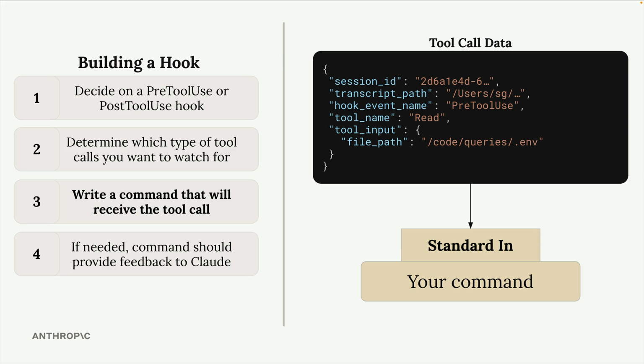So it's going to be a big JSON object that has some information about the tool name and the input to that tool. In this case, the tool name is read, so Claude is trying to call the read tool, and it might be trying to read specifically a file path pointing to that .env file. And again, that's the file that we want to prevent a read operation for. So then inside of our program or our command, we need to receive this information through standard in, parse that JSON, and then read the tool name, the tool input arguments, and so on, and decide what we want to do with this tool call.